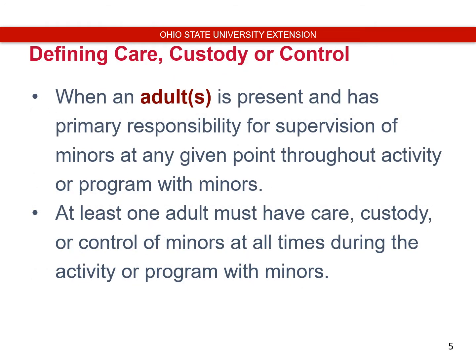How we define this is when an adult, a 4-H volunteer, is present and has the primary responsibility for supervision of minors at any given point throughout the activity or program with those minors. At least one adult must have the care, custody, and control of the minor at all times during that activity or program. As you know, at 4-H club meetings, most times parents will drop their children off and will not stay for the meeting. So you as a 4-H volunteer will have the care, custody, and control of that child. So at least one 4-H volunteer must have that care, custody, and control of those minor children at all times during the 4-H club meeting.